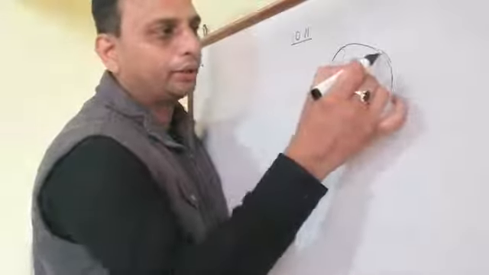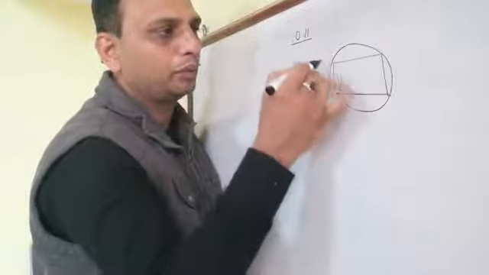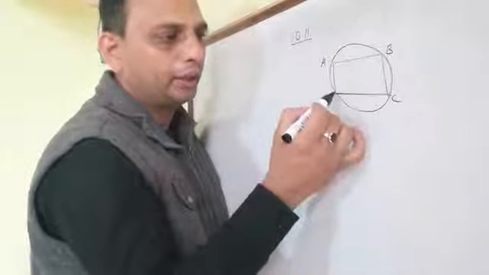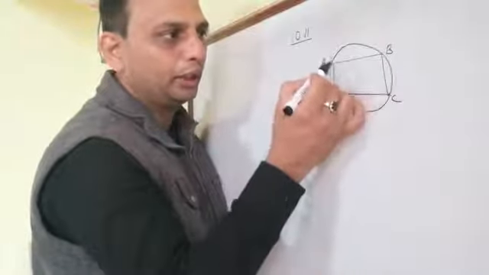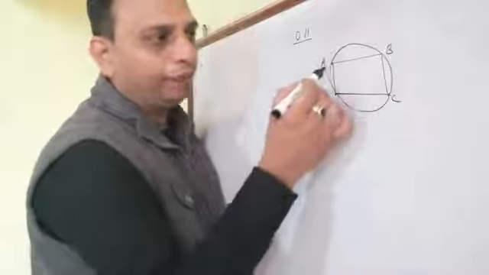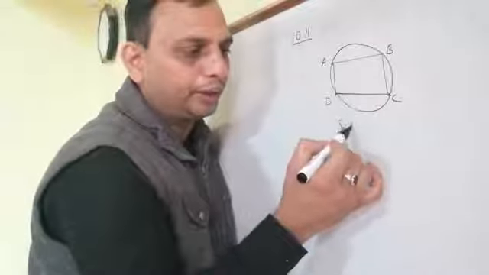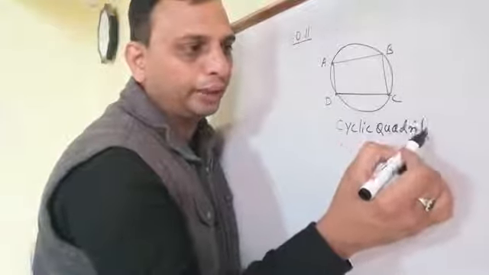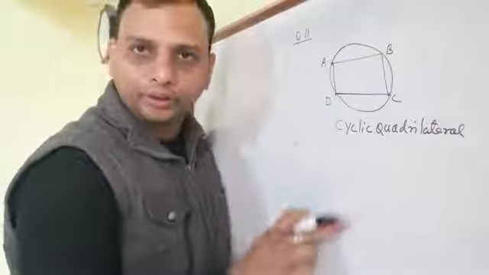and this is the quadrilateral ABCD. Now you can see the vertices are lying on the circumference of the circle. The vertices of the quadrilateral should be on the circumference of the circle. If this type of quadrilateral is formed, then we call it a cyclic quadrilateral. Only then will we call it a cyclic quadrilateral.